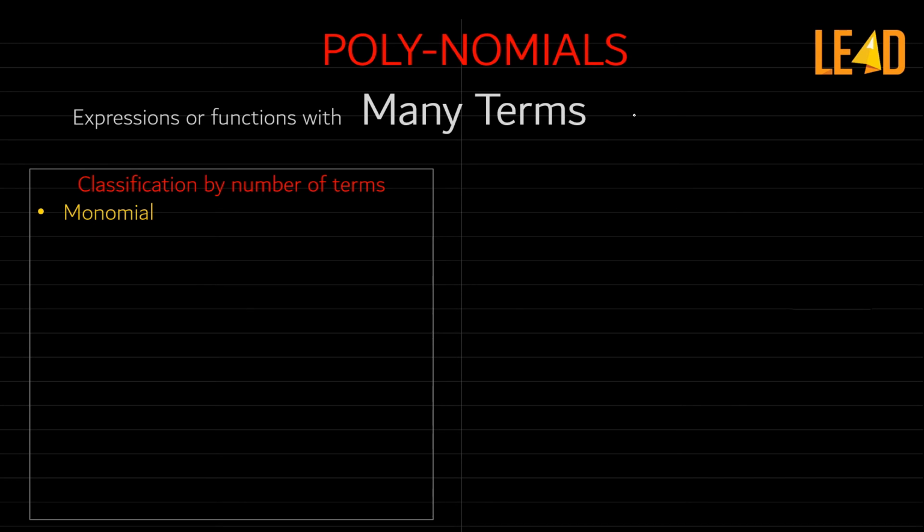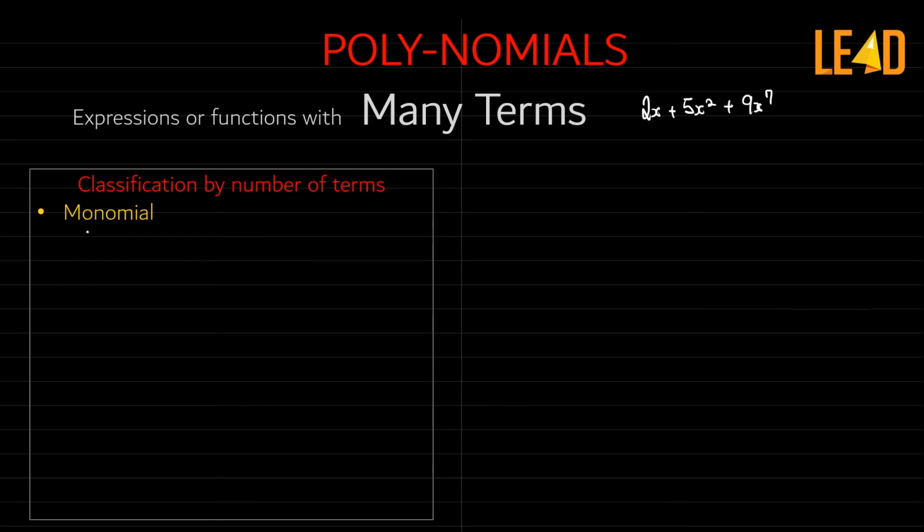Okay, so monomial. Remember I said polynomial means many terms, right? So a term is basically like 2x is a term. So if it has more than one term, you could have 2x plus 5x squared plus 9x to the power of 7, whatever, right? So this is a polynomial with 3 terms, right? And so you could name them by the number of terms.